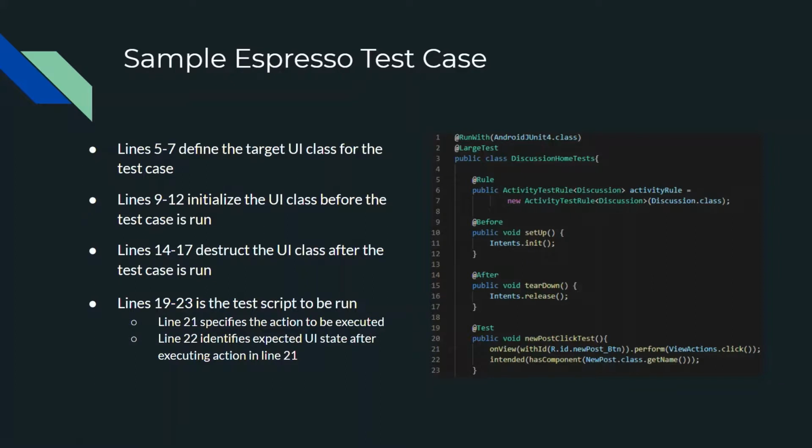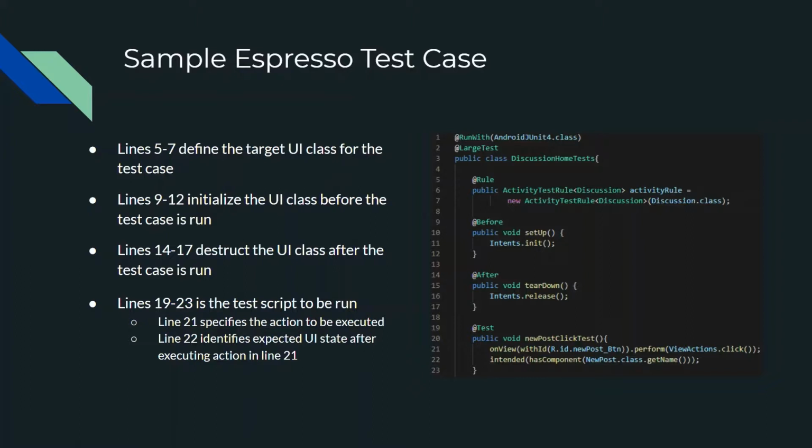So on the right-hand side of this slide, you'll see a screenshot of this test class, and I'll just run through some of the more important components of it so that you get an idea of how it works. To start, the RunWith annotation on line 1 just specifies that this test class can be executed using the Android JUnit runner. The LargeTest annotation on line 2 pretty much indicates that this is a test class that can include multiple test cases.